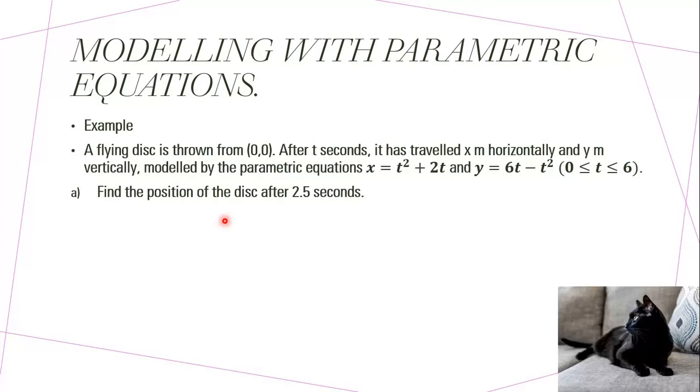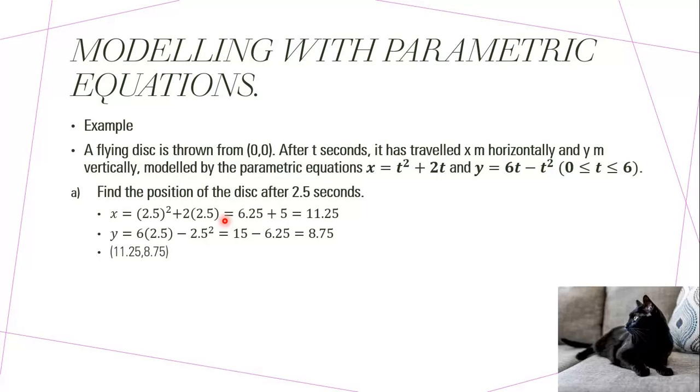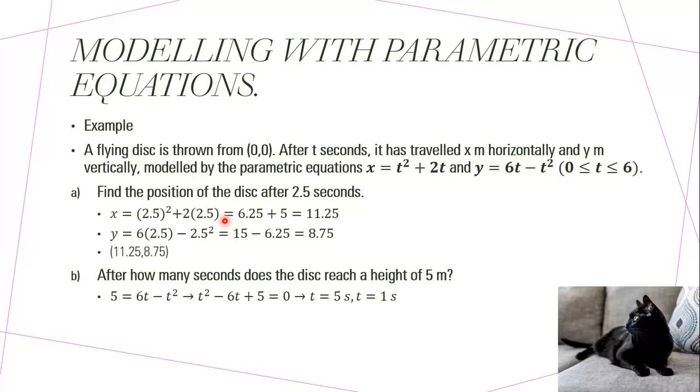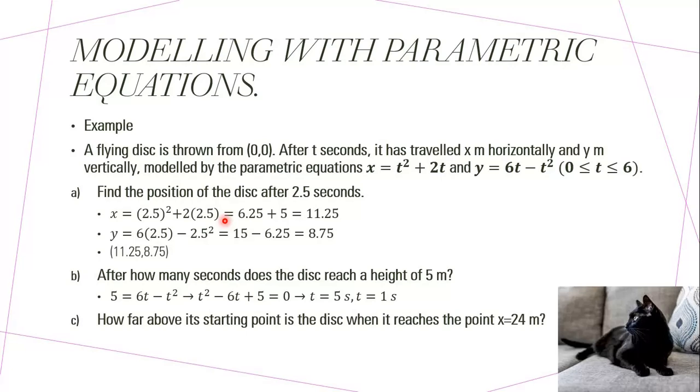Find the position of the disc after 2.5 seconds. So when t equals 2.5, x equals 11.25 and y equals 8.75, just sub them in. So the answer is 11.25, 8.75. After how many seconds does the disc reach a height of 5 meters? So we're going to set y equal to 5. So 5 equals 6t minus t squared. So rearrange that. t squared minus 6t plus 5 equals 0. Solve, and you get t equals 5, t equals 1.